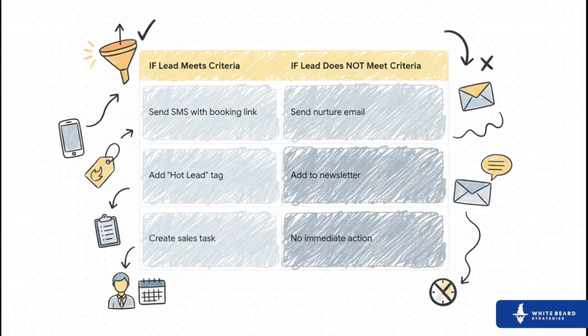If the answer is yes, boom, they're a hot lead. They get an instant text with a booking link, we slap a hot lead tag on them, and a task is created for the sales team. But if the answer is no, they go down a totally different path. They get a nurture email, they're added to the newsletter, and that's it for now. This is a perfect example of creating a personalized journey automatically.